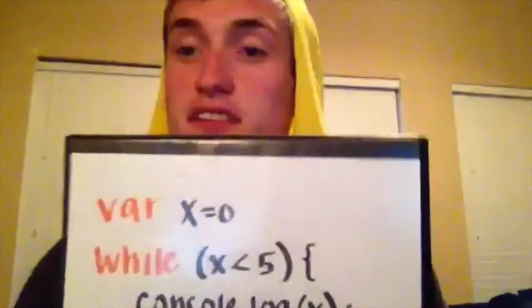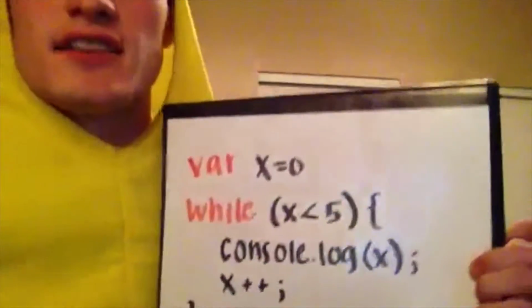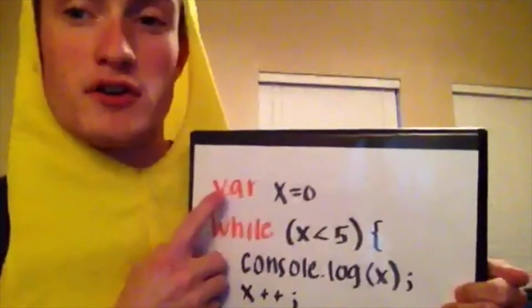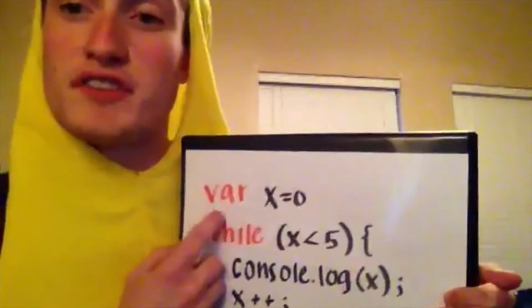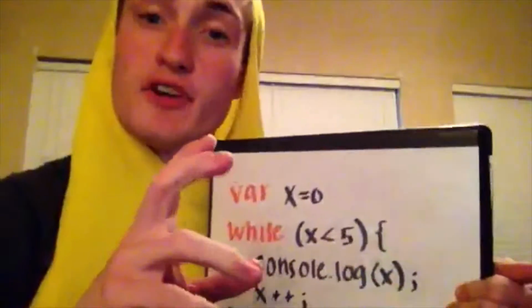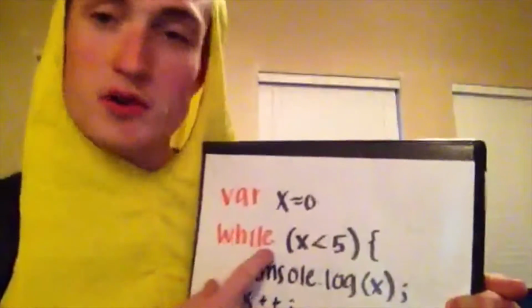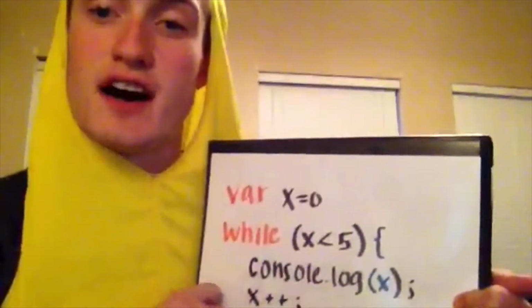Okay, so let's go through a second example, coding in JavaScript, and we're going to be using while loops and also look at some other very useful syntax for the JavaScript language. Starting off, we are defining a variable x equals 0, using this var syntax from the previous example. Once we have our variable set, we go into the while loop of x less than 5.